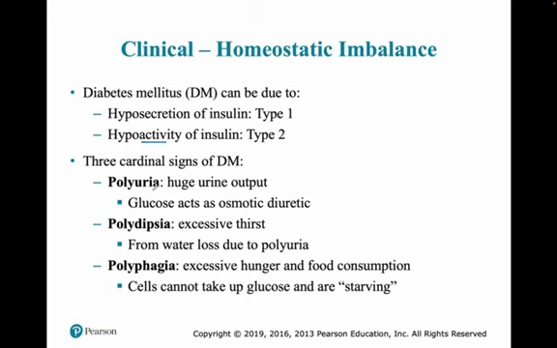There are three cardinal signs. For example, polyuria means huge urine output, where glucose acts as an osmotic diuretic, so lots of urine is produced. Polydipsia means excessive thirst, because you lose a lot of water. And polyphagia, these are signs or symptoms in DM. Polyphagia means excessive hunger for food, which means the cells are unable to take up glucose, so they are always hungry, and you feel hungry all the time.